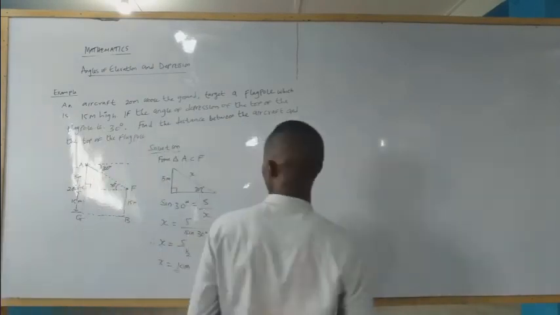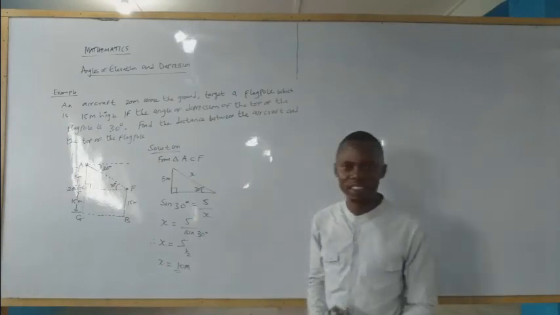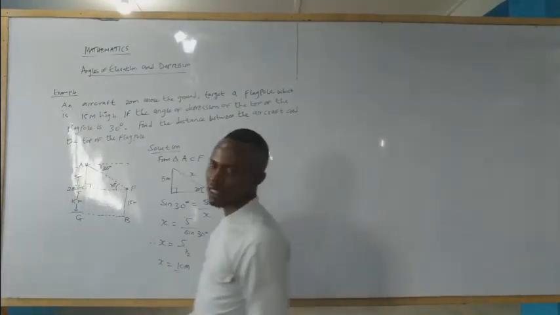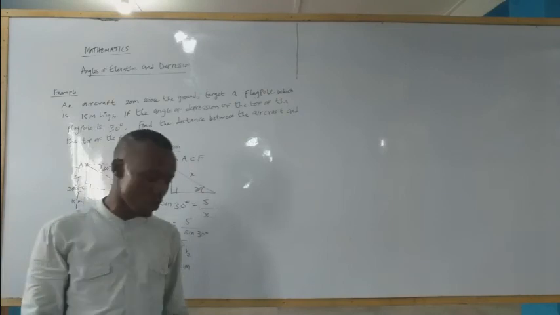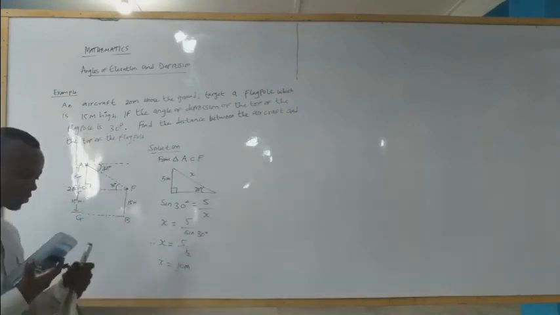So that's what we have under angle of elevation and depression. Angle of elevation and depression are just alternate angles toward each other.